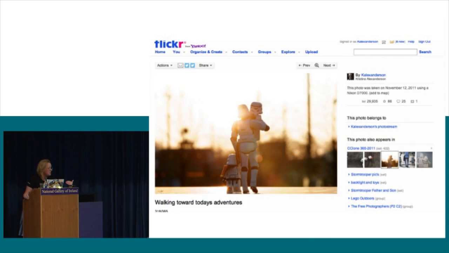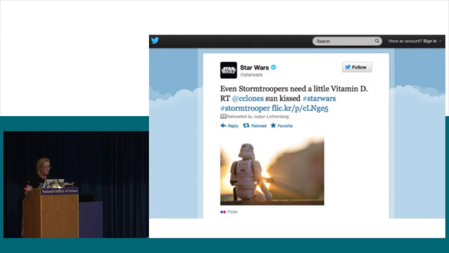This is one picture of the trooper family on the way to the daycare, actually taken early in the morning in Gothenburg, me standing on the... I'm always on the ground. And suddenly 29,000 people had clicked on my picture. Why? Even Star Wars retweeted my pictures. I only can say it must be Creative Commons. It has to be.